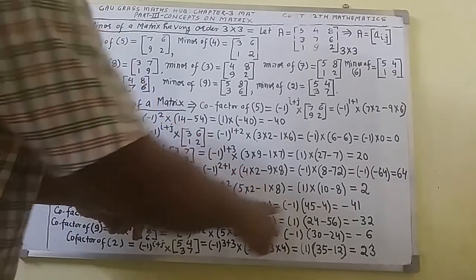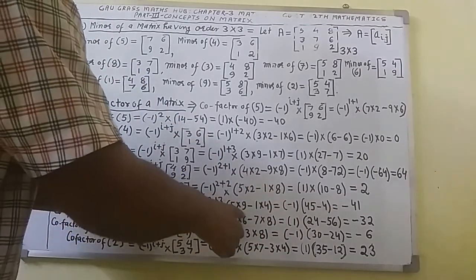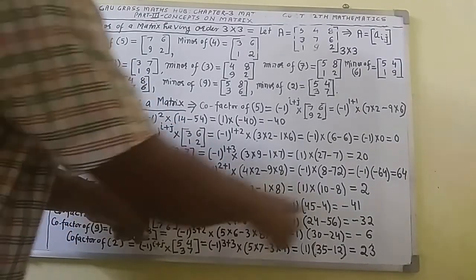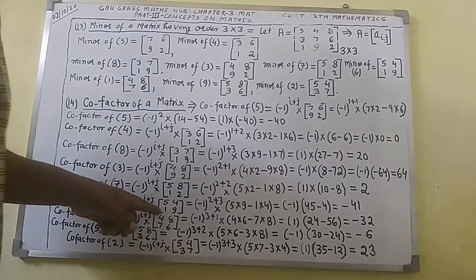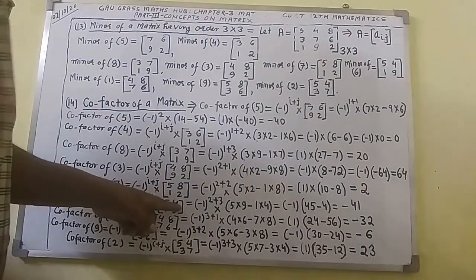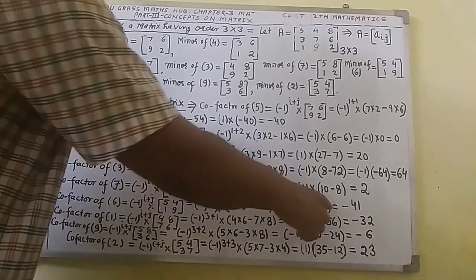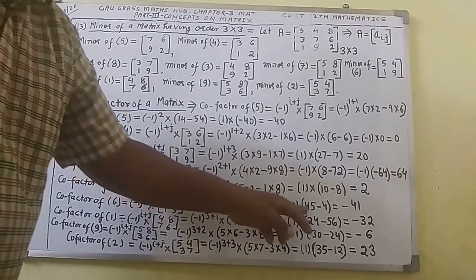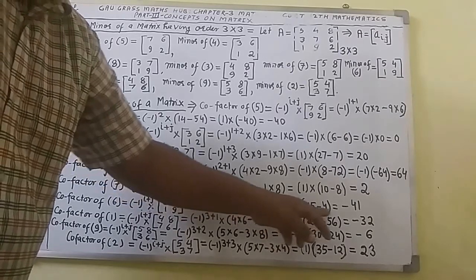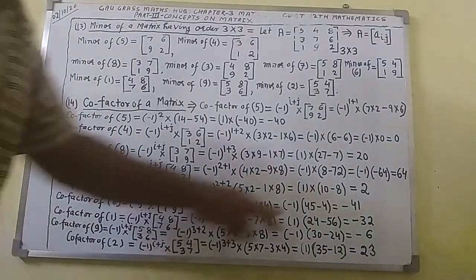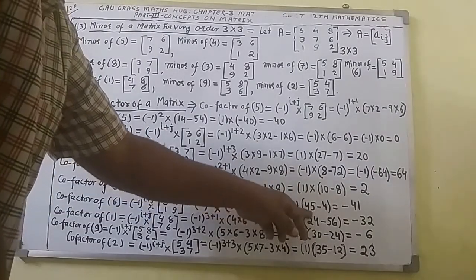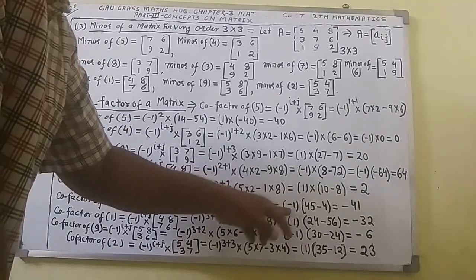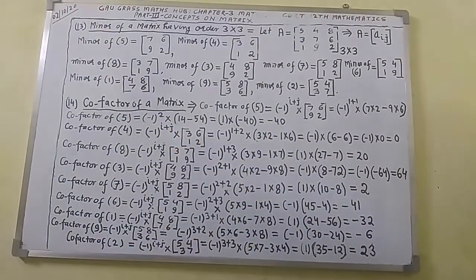And 5 multiplied by 9 gives 45. And 1 multiplied by 4 gives 4. Minus 1 into 45 minus 4 comes out to plus 41. Plus 41 multiplied by minus 1 gives minus 41.